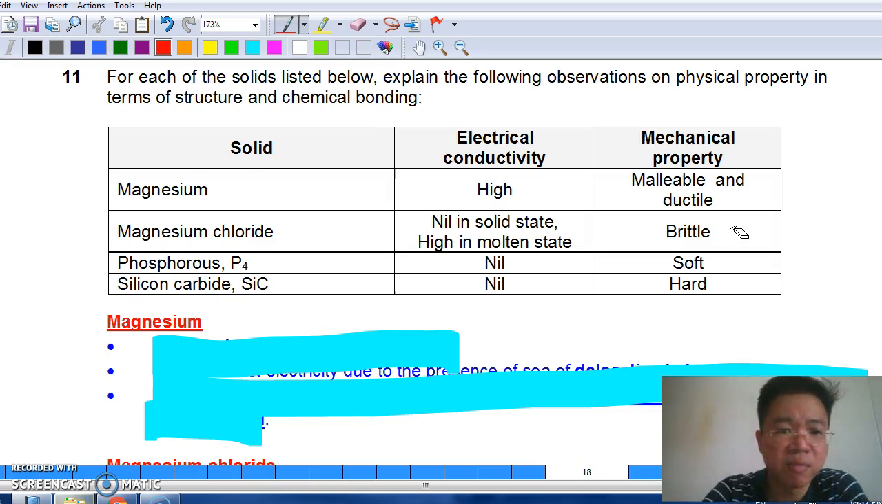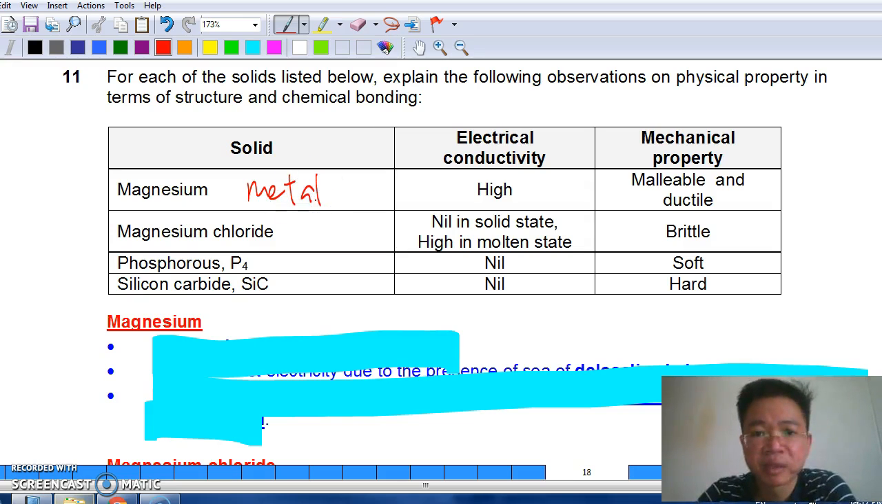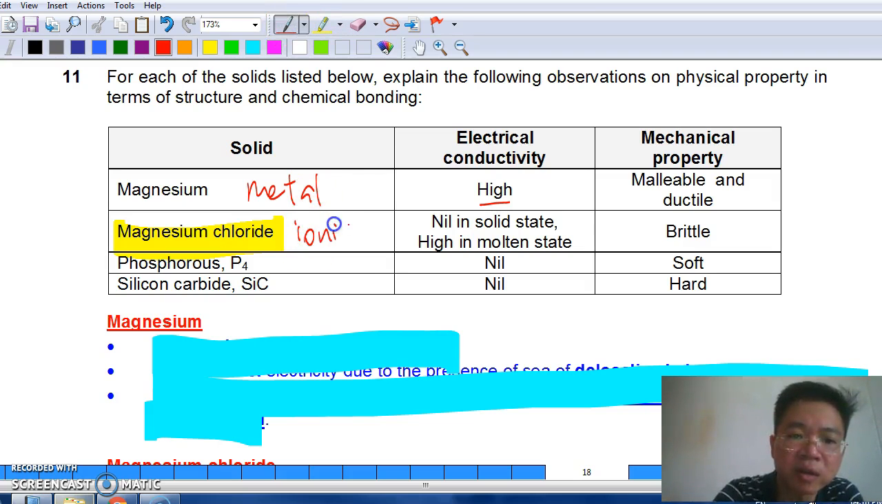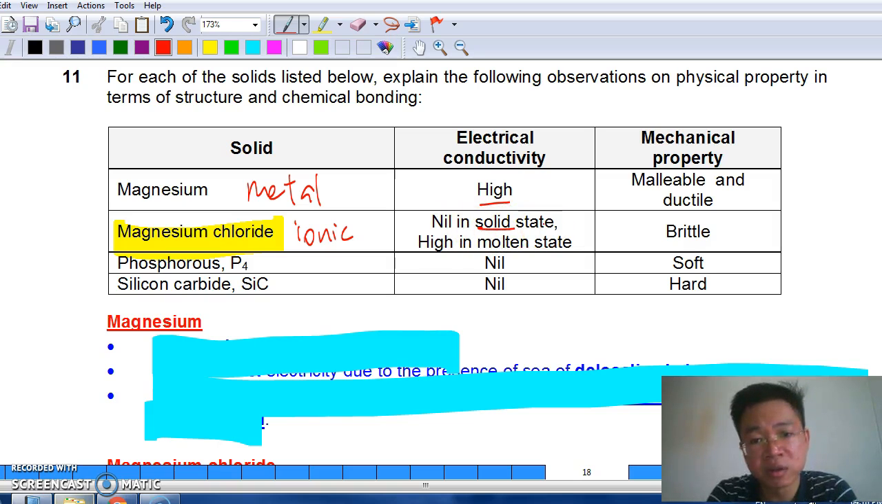What are the structures? Magnesium, I think it's quite obvious to us that it's a metal. Metals have high electrical conductivity because they have a sea of delocalized electrons. They're malleable and ductile. The second substance is magnesium chloride. What is the structure? The structure is ionic. Ionic substances do not conduct electricity in solid state, but conduct electricity in molten state. And they are brittle.